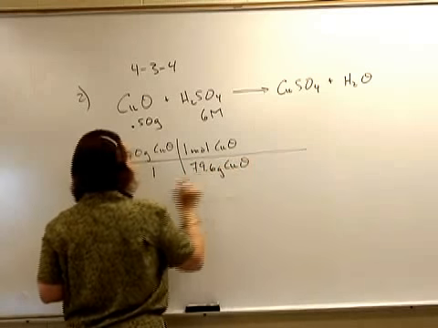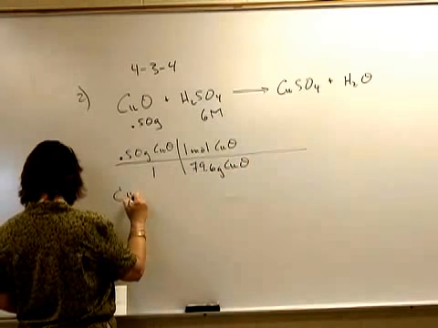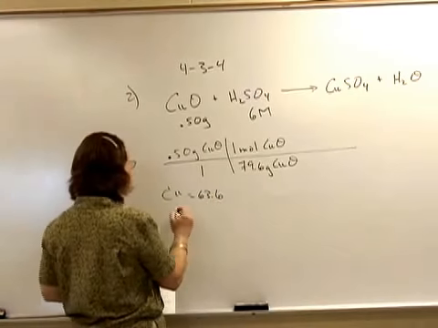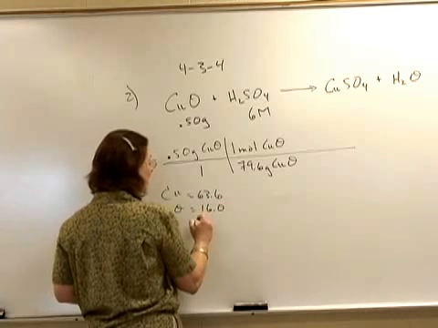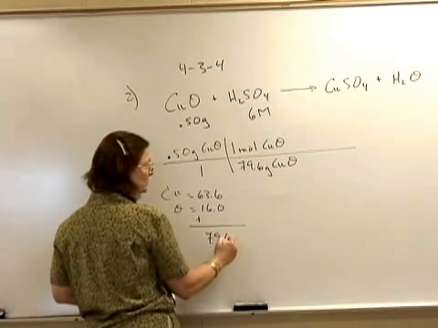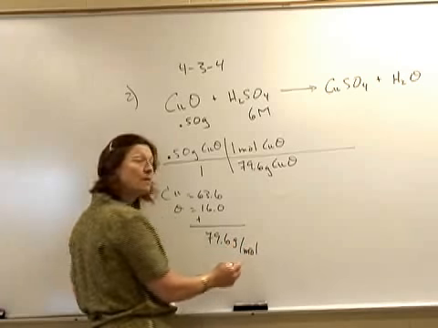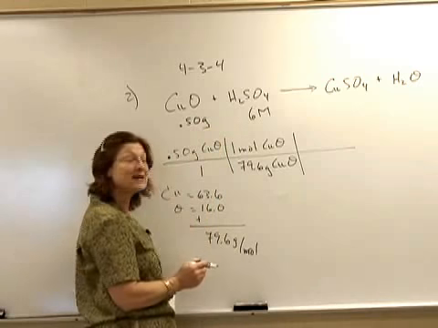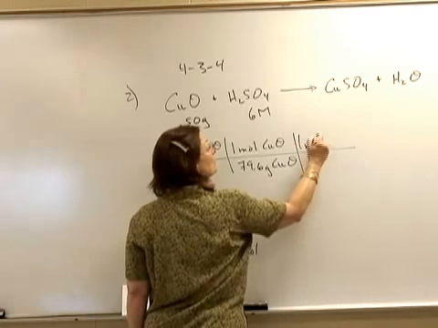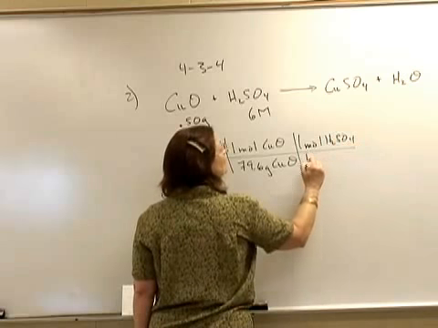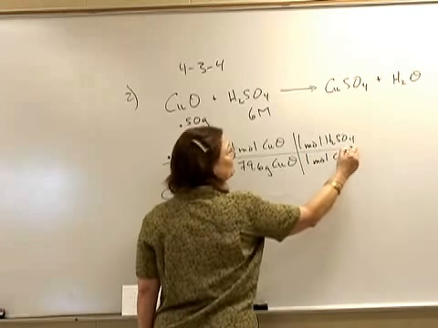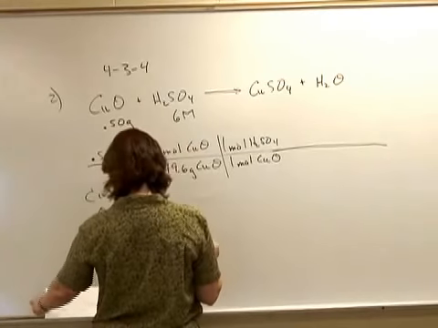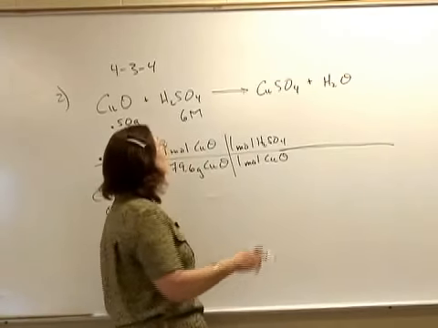And 1 mole of copper 2 oxide has a mass of 79.6 grams. Copper has a mass of 63.6, and oxygen is 16.0. And when we add them together, we get 79.6 grams per mole of the copper 2 oxide. Then I must switch compounds, and I'm looking for the sulfuric acid. And therefore, I have 1 mole of the sulfuric acid for every 1 mole of the copper 2 oxide.